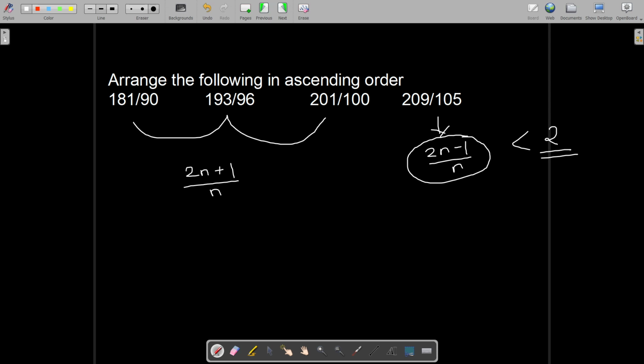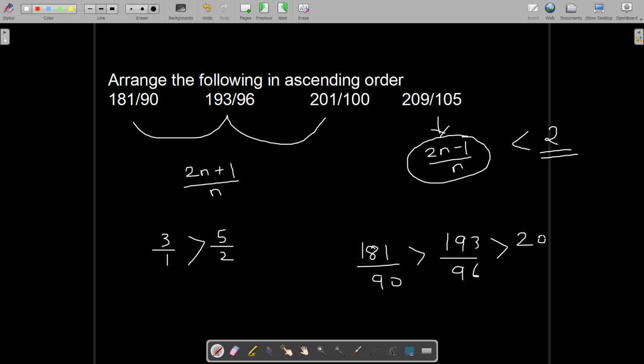So the least digit which follows this pattern 2n plus 1 by n is 3 by 1 and the next one is 5 by 2. Clearly 3 by 1 is greater than 5 by 2. Then I can say that 181 by 90 is greater than 193 by 96 is greater than 201 by 100.